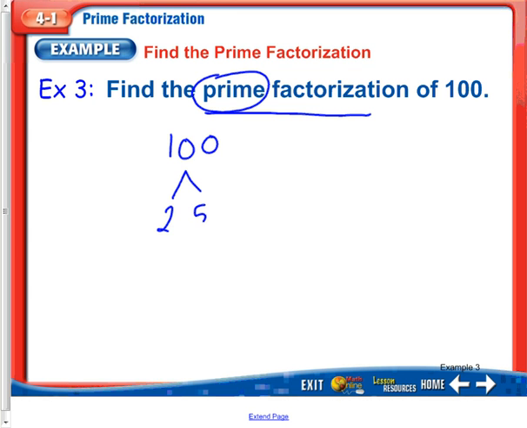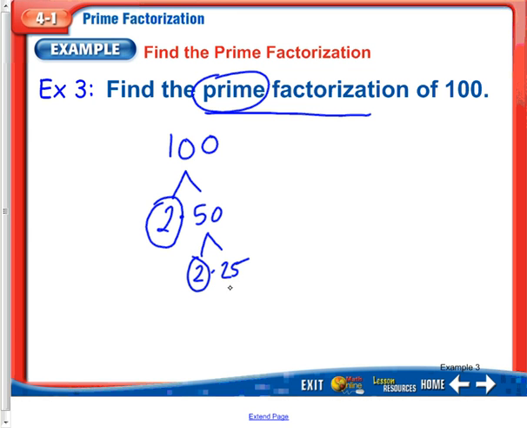So 2 times 50 is 100. Again, I'm breaking this down. Now, whenever you have a prime number, I always like to circle my prime numbers at the end. So now 50, I can split that in half. So 2 times 25, again, there's my multiplication. 2 times 25 is 50. Again, 2 is a prime number.